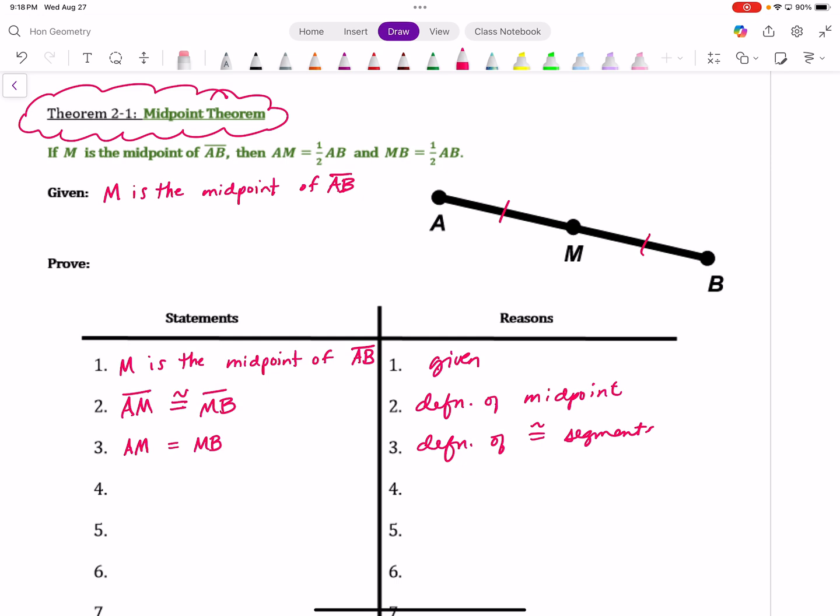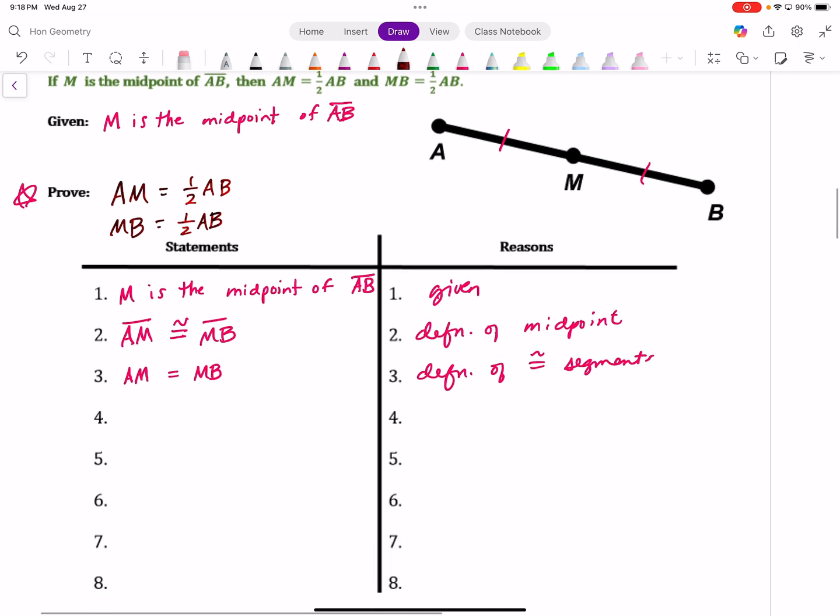I left out part of what I was going to do up here, writing down the proof. I was just thinking about it, so I was going to go ahead and get it out of the way. So the thing we're supposed to prove is the conclusion. So we're supposed to prove that AM is half of AB, and that MB is half of AB as well. So we have to prove two things.